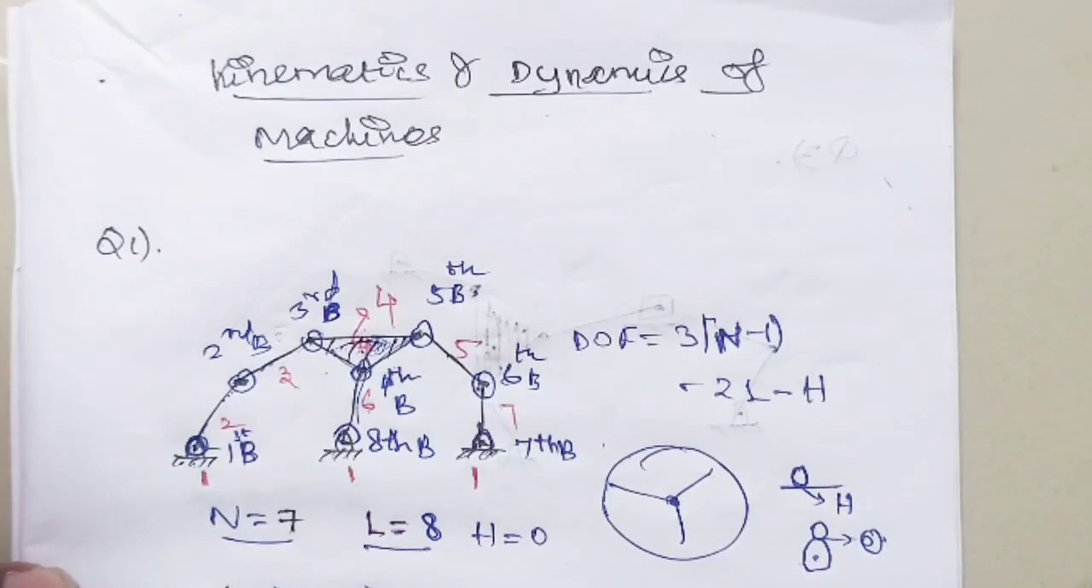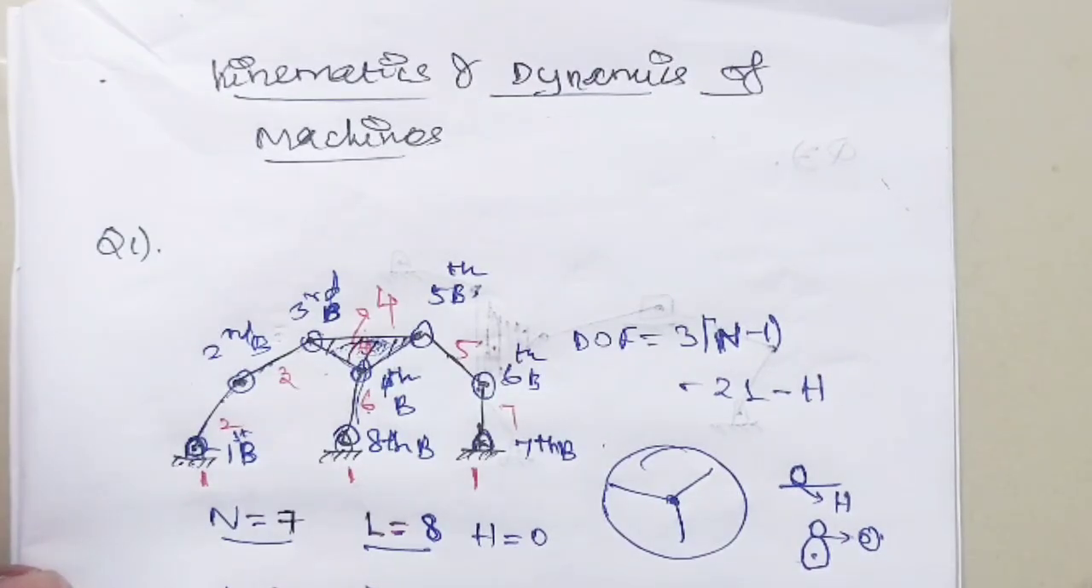3 into n minus 1. n minus 1 is 7 minus 1, minus 2 into h. 2 into L. 2 into L is 8, minus 0. After applying this formula, you can write 18 minus 16. The answer will be 2.